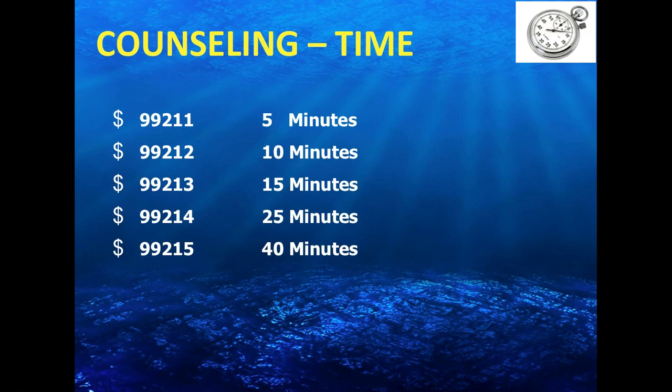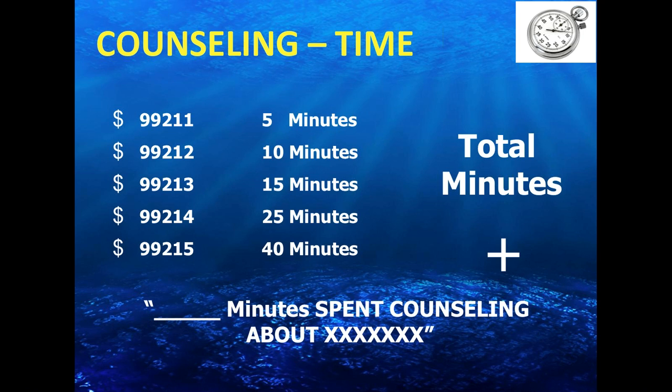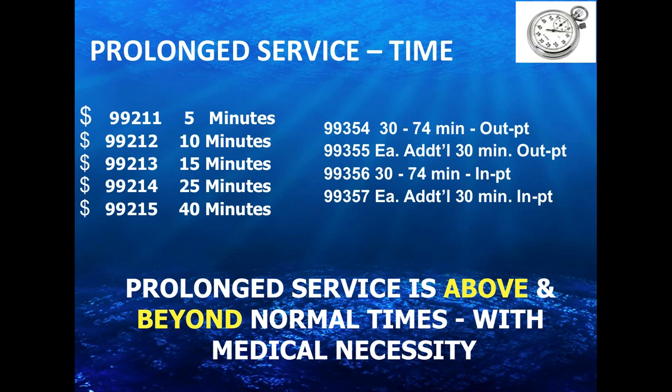Now when we're talking about the E&M codes and the counseling, I'm giving you some examples right there: 99211, 5 minutes, 99212, 10 minutes, etc. Those are found on my slide rule and in the CPT code book. What we have to document is the total number of minutes and how many minutes were spent counseling and/or coordinating care about what. You need to make sure you spell it out for the auditor. Make it so simple that the auditor cannot deny it.